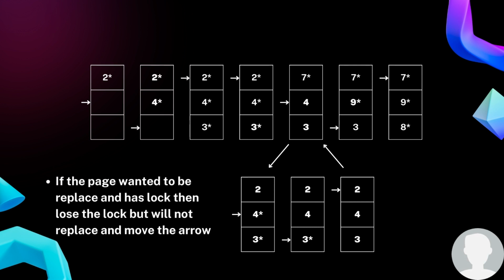Lastly, for number 9, the work is much easier because the current number, which is number 4, has no lock. So we just replace the number and lock it. The same goes for number 8. And for the final result, we get number 7 on the first frame locked, number 9 on the second frame locked, number 8 on the third frame locked, and the arrow pointing at the first frame.